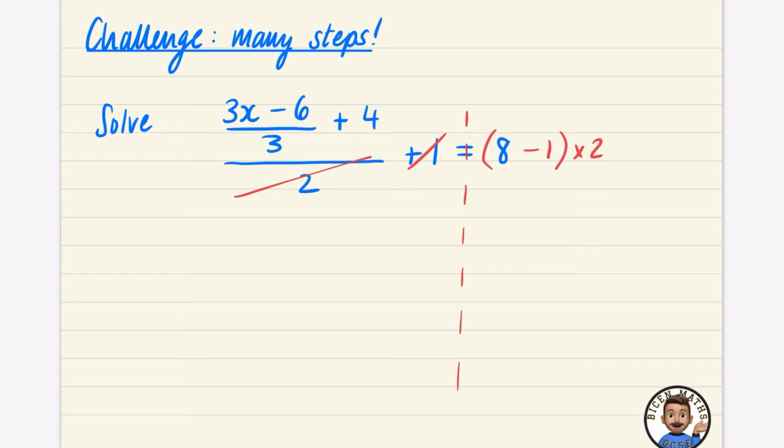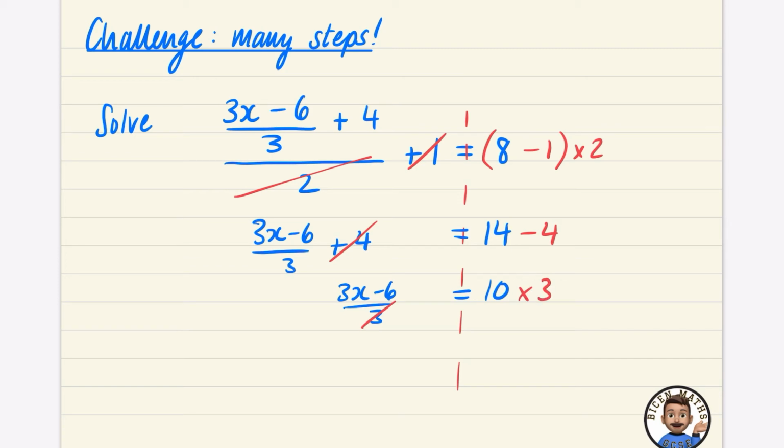Let's see what we've got left now. So we've got 3x minus 6 over 3 plus 4 equals 8 minus 1. That was the first thing we did, which is 7. And 7 times 2 is 14. So I'm now going to get rid of that plus 4 by doing take away 4. So that's 3x minus 6 divided by 3 equals 10. Now I'm going to get rid of this divide by 3 that's in the denominator by multiplying by 3. So we get 3x minus 6 equals 30.